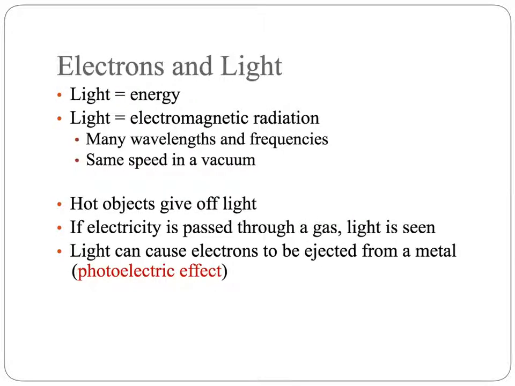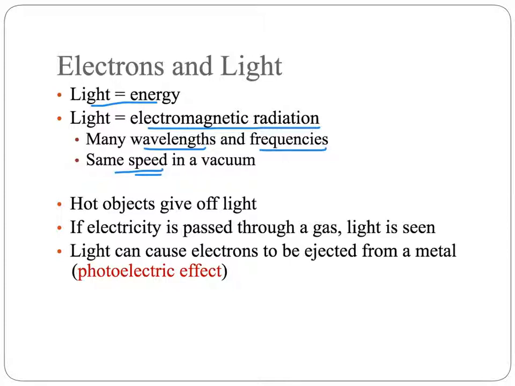Just a little reminder, we've already talked about how light is a form of energy. And when we use the word light, we are really talking about electromagnetic radiation, which comes in many different wavelengths and frequencies, some of which are visible light and others are invisible waves, such as radio waves or X-ray waves. All light, no matter what wavelength or frequency it has, has the same speed in a vacuum.